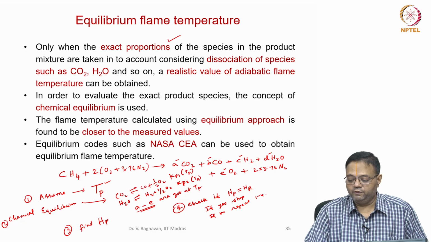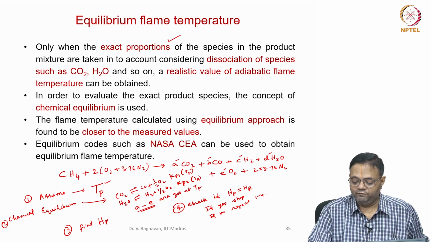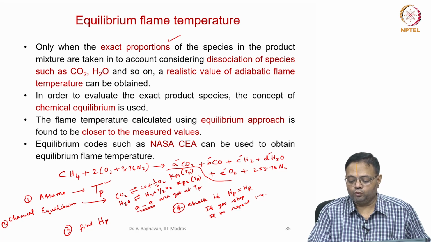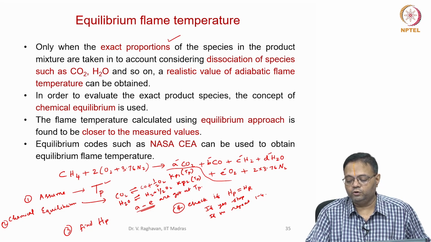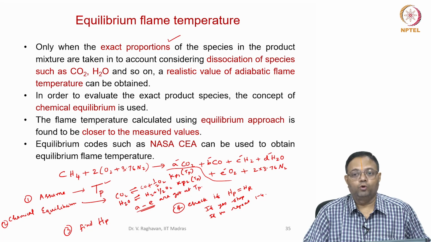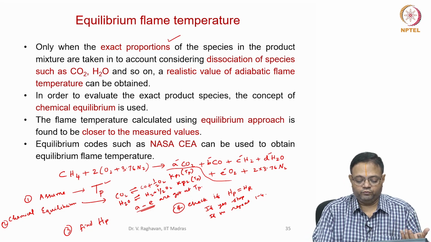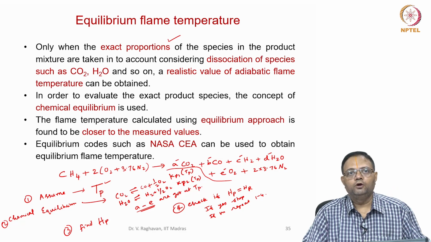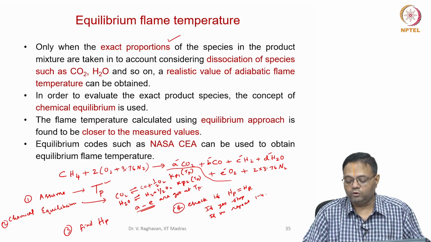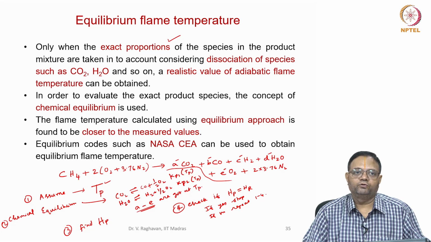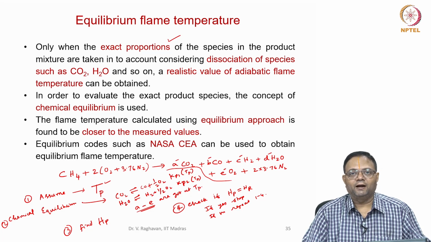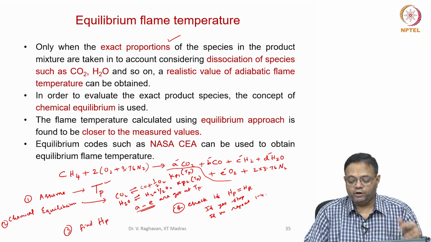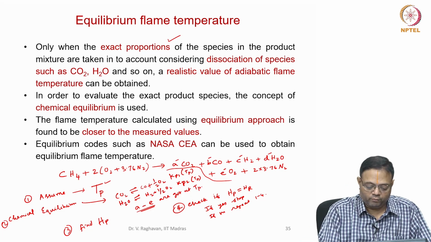So what is the procedure for considering dissociation? I put the equation like this, in which I have A times CO2, B times CO, C times H2, D times H2O and E times O2. I will get only the C balance, H balance and O balance, giving 3 equations. There are 5 unknowns A, B, C, D, E. So 2 more equations have to be generated by going to equilibrium.